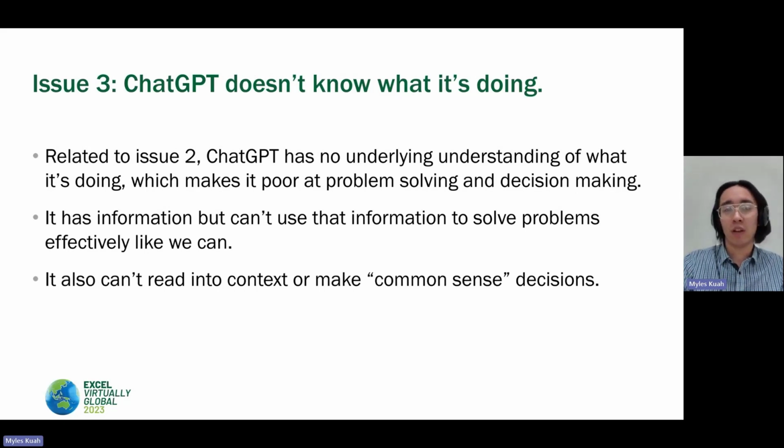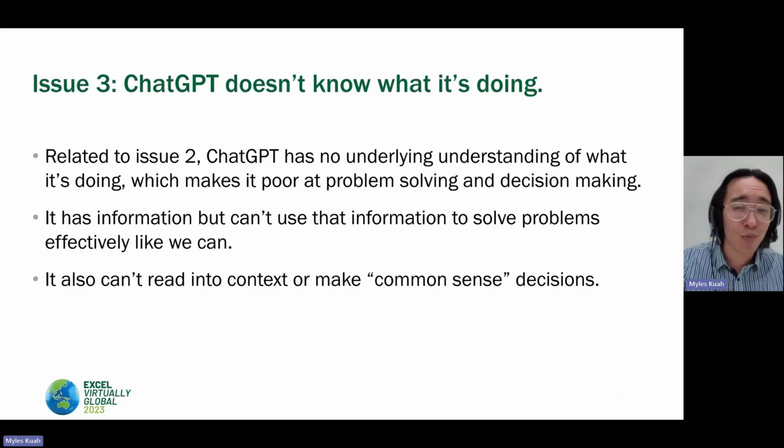Issue 3, ChatGPT doesn't know what it's doing. Related to issue 2, ChatGPT has no underlying understanding of what it's actually doing, which makes it a poor problem solver and decision maker. When we're trying to think our way through problems, we are taking all of the information and we're actually trying to calculate the solution based on that. ChatGPT isn't doing that. It's just giving a best estimate of what it thinks you want as an answer based on what it's seen previously.